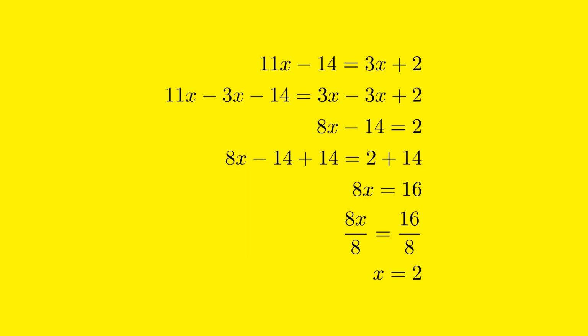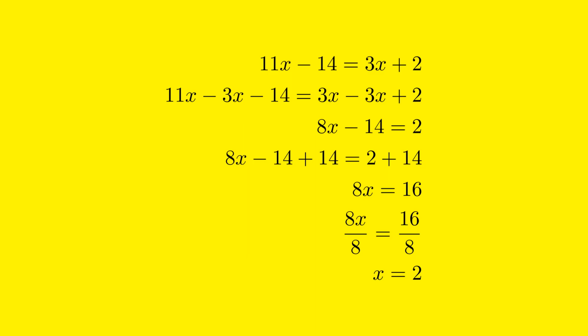Next, we need to isolate the term with x by moving the constant term on the left side to the right side. To achieve this, add 14 to both sides of the equation. So, 8x minus 14 plus 14 equals 2 plus 14. This simplifies to 8x equals 16. Now, we solve for x by dividing both sides of the equation by 8. So, 8x divided by 8 equals 16 divided by 8. This simplifies to x equals 2.